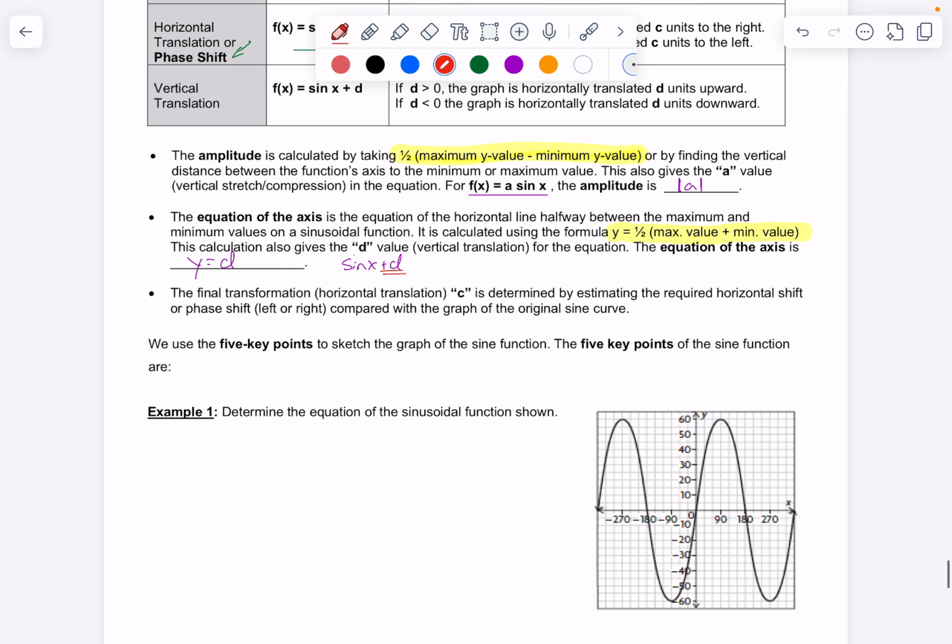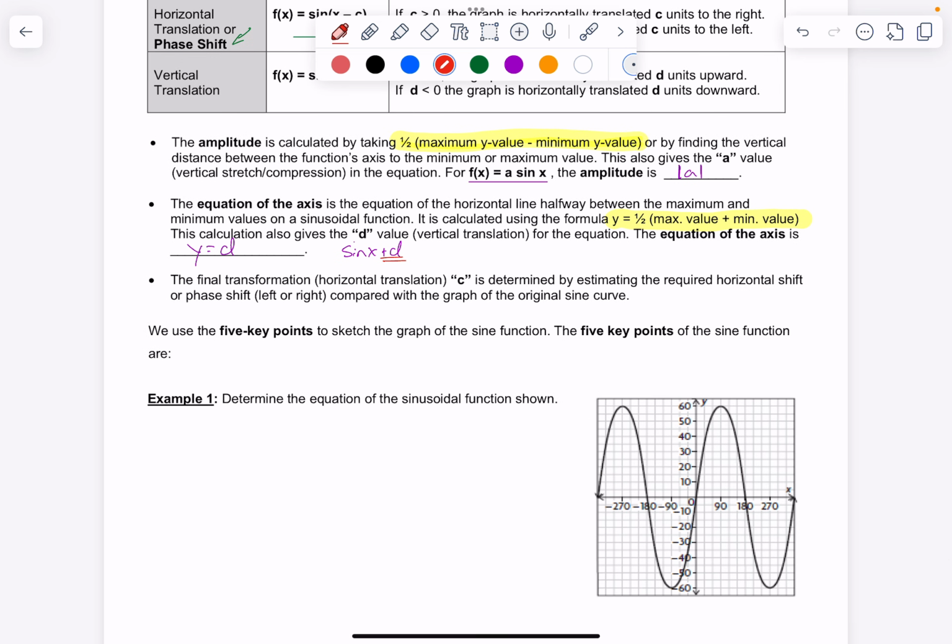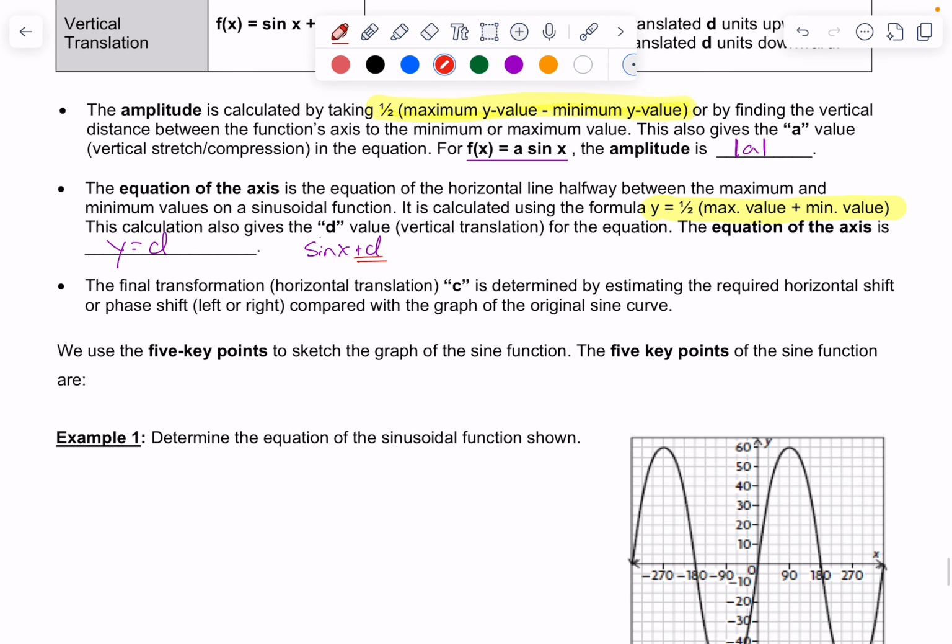And then lastly, the transformation C, it doesn't have as easy of a way to look at it as looking at the A value and the D part of the equation. You can't directly look at it from a graph. So for this, what we're going to have to do is you eventually have to sub a point in to solve for the C value. The C value is determined by estimating the required horizontal shift. So you have to calculate it. You can't look at an equation or use one of these formulas that we have here.